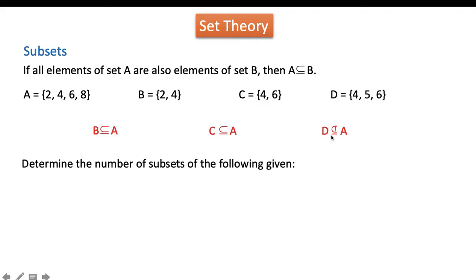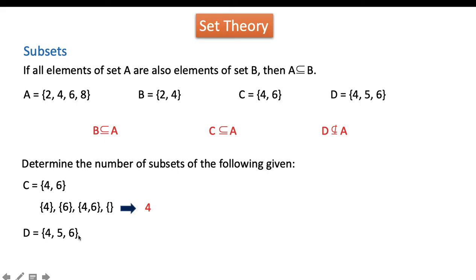Now, if we want to determine the number of subsets in a given set, let's say we have a given set here that contains 2 elements, 4 and 6. How many subsets does it have? So let us write them. One of its subsets is {4}, {6}, {4, 6}, and the empty set. The empty set is a subset of every set. So if we count all the subsets of this set, 1, 2, 3, 4, that is the number of subsets. So what if a set has 3 elements?